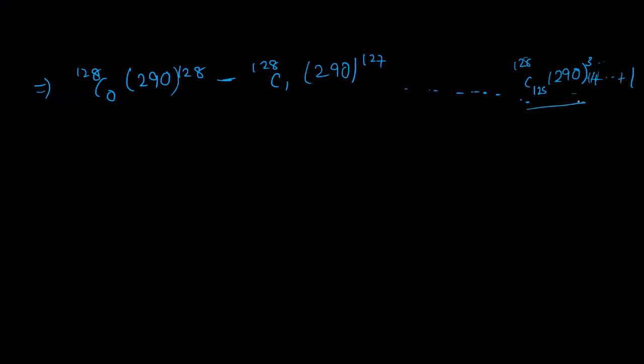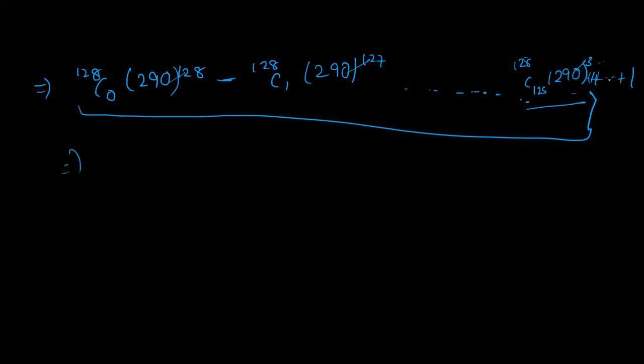I am taking the last third term because we need the answer till thousands, meaning the last 3 digits. Just check these terms. Here it will be 128 zeros, here 127, here 3 zeros. So all these numbers are going to be multiples of 1000. I can write all these numbers as a multiple of 1000 because I need the last 3 digits, so I don't care what is coming here.